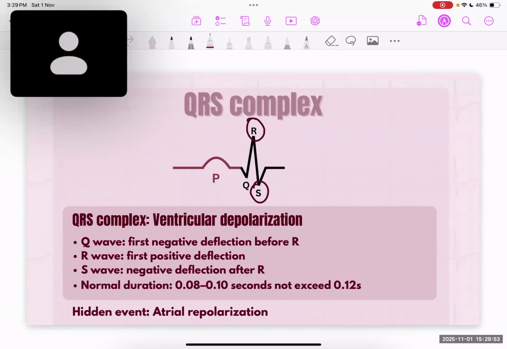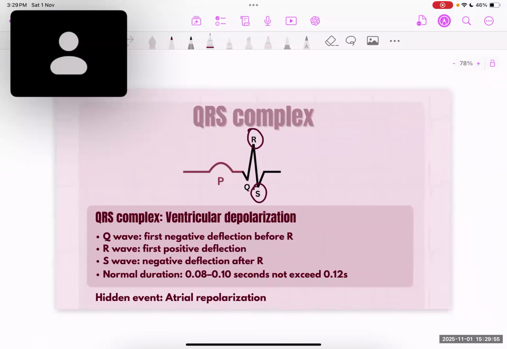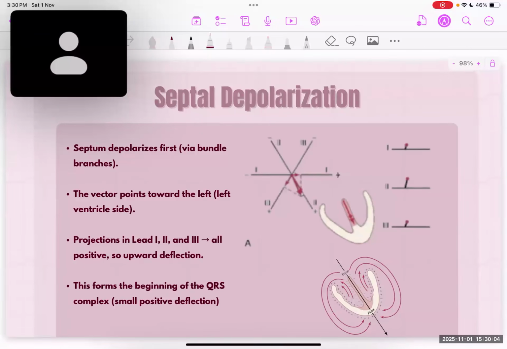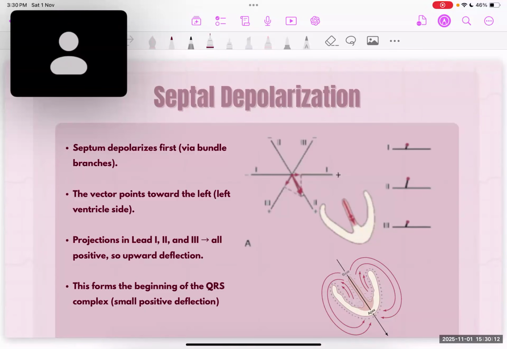It is, but it's just hidden within this place, but it does happen. Now, we're going to dive deep into why the QRS complex is forming the way it is, and we're going to use the vector analogy that we just learned a while ago. So the septum is going to depolarize first via the bundle branches. We're going to come back to it. We're still on the QRS right now. We're seeing how the QRS complex is forming.